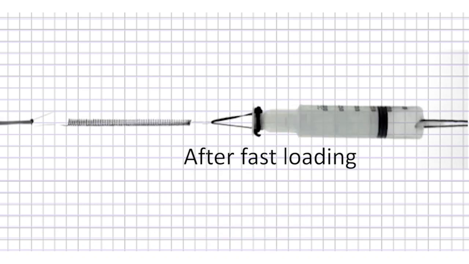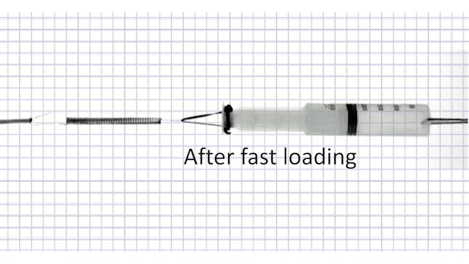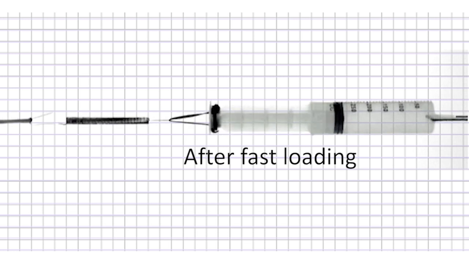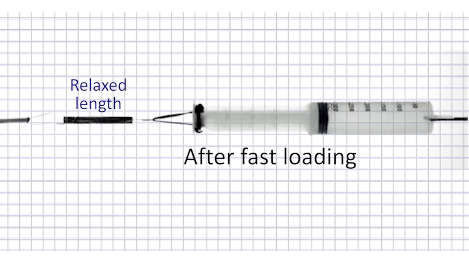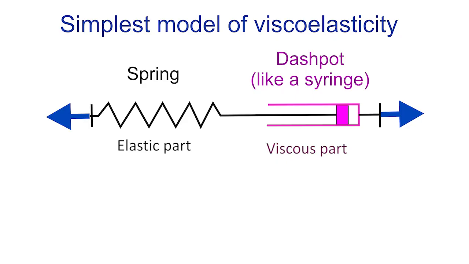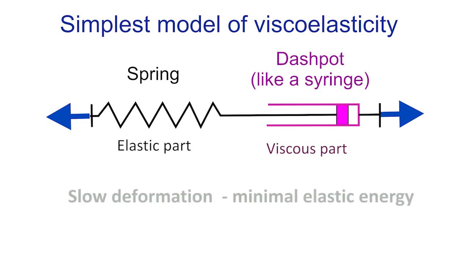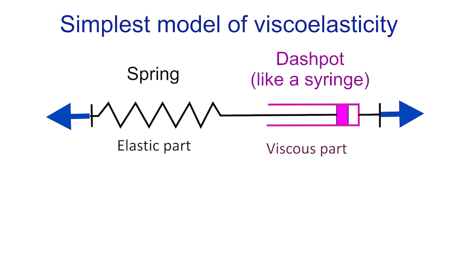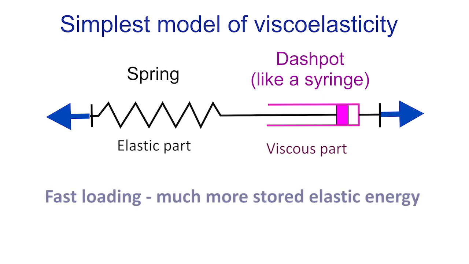When I stop extending the system, the syringe extends and the spring returns to its relaxed length. The elastic energy briefly stored in the spring is dissipated by the extension of the syringe. So when a viscoelastic material like snow is deformed slowly, the stored elastic energy is minimal. To produce substantial elastic energy, snow has to be deformed quickly.